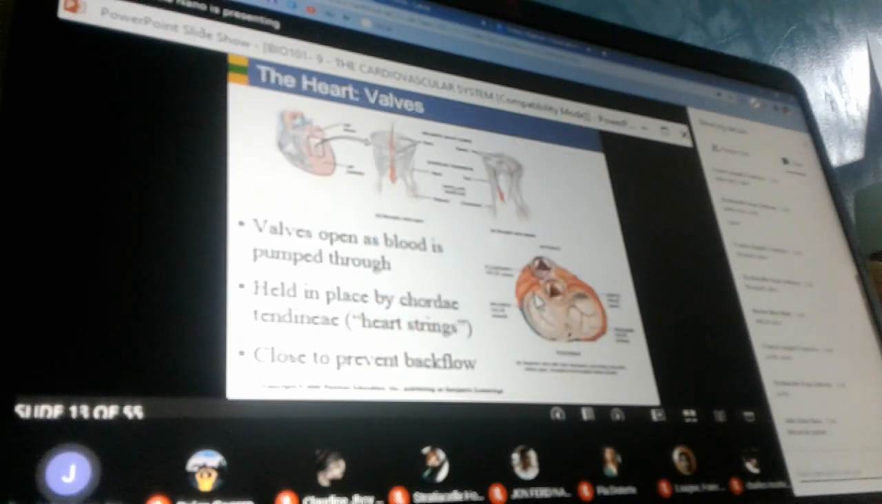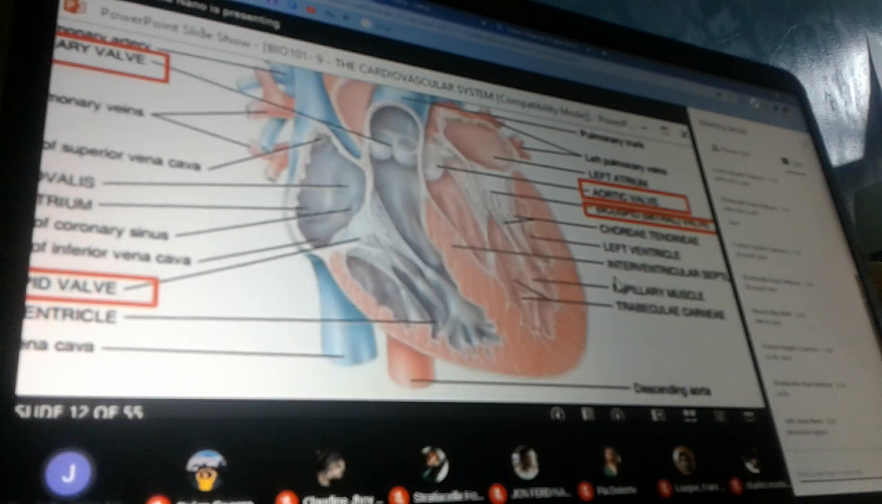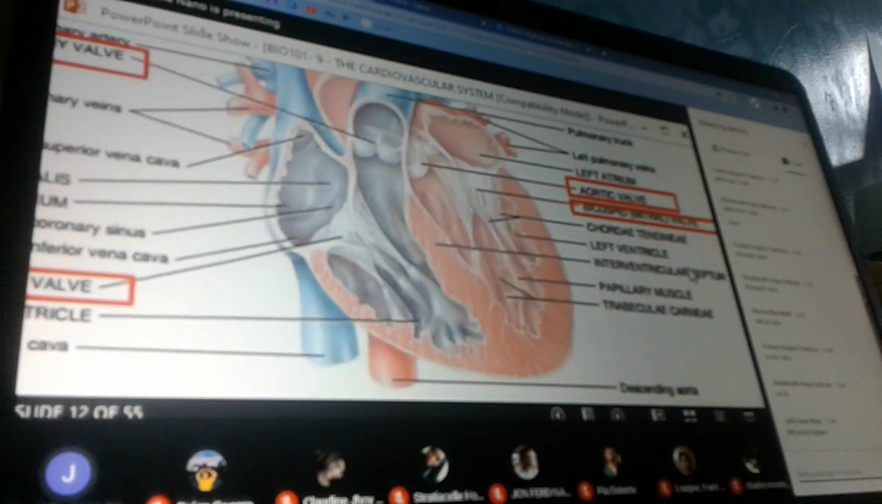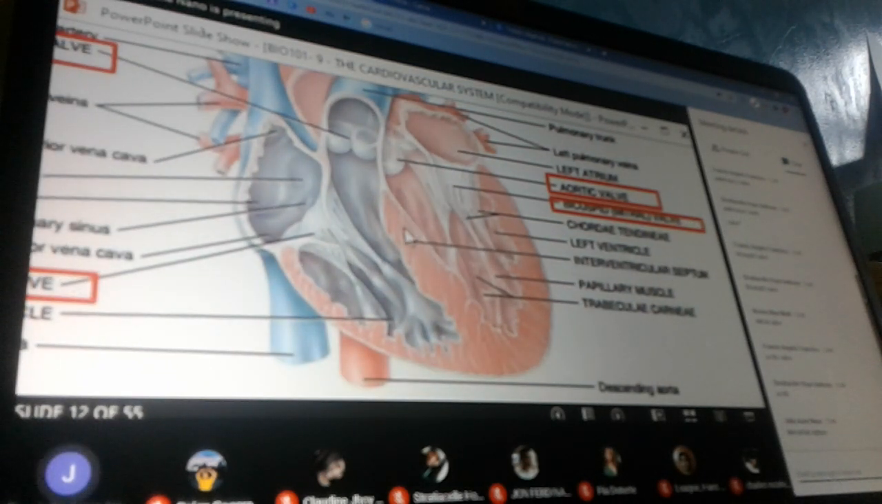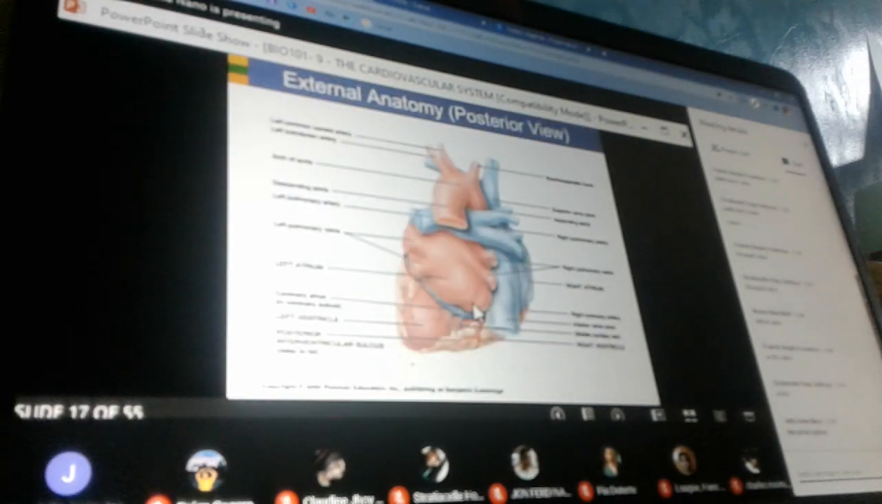Yung ventricles naman natin, class, it is separated by the interventricular septum, okay? So yung right ventricle pati left ventricle natin, it is separated by the interventricular septum. Okay, ito siya, interventricular septum. So yun siya.